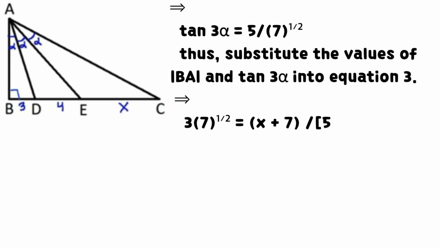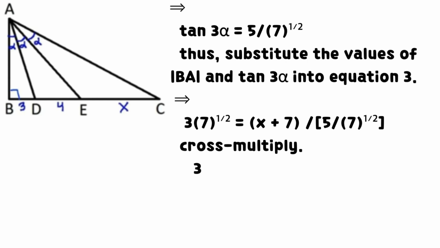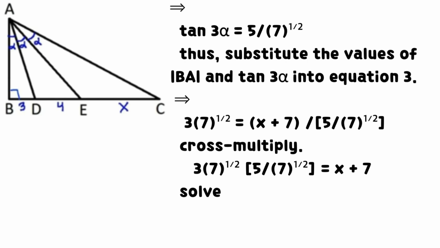Thus, substitute the values of length BA and tan 3 times alpha into equation 3. It means that the product of 3 and the square root of 7 equals the sum of x and 7 all divided by 5 divided by the square root of 7. Cross multiply and we obtain the equation in x as shown on the screen. Thus, solve for x.